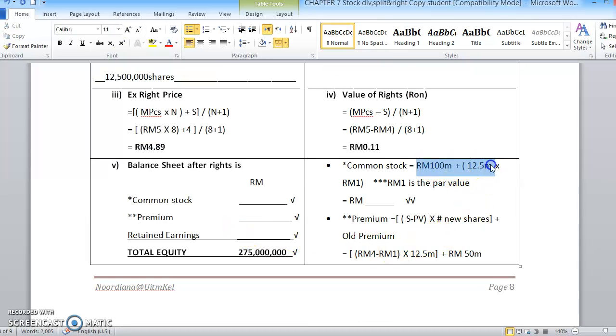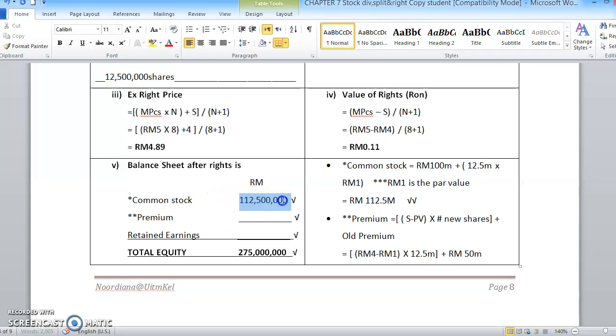So, you have to plus this one. And then darab dengan RM1 par value. Berapa kita akan dapat? Yes, RM112.5 million shares. Okay, so RM112.5 million of share. So, dekat sini dia akan jadi 112 and 500 million. Okay.